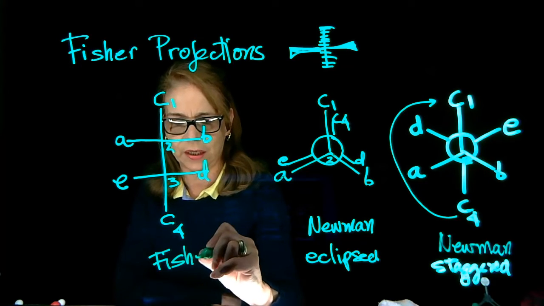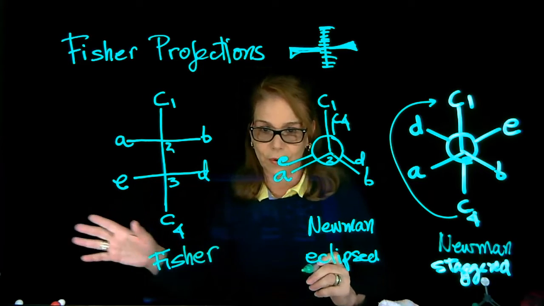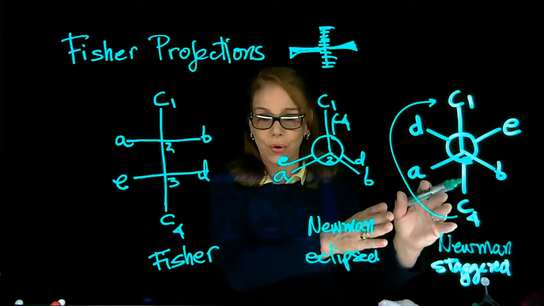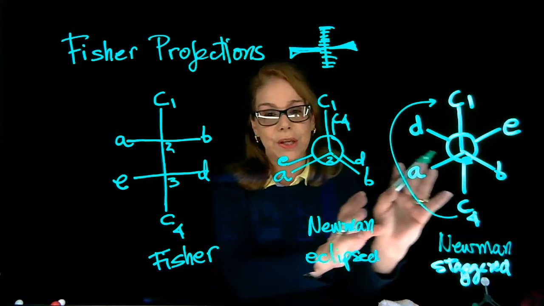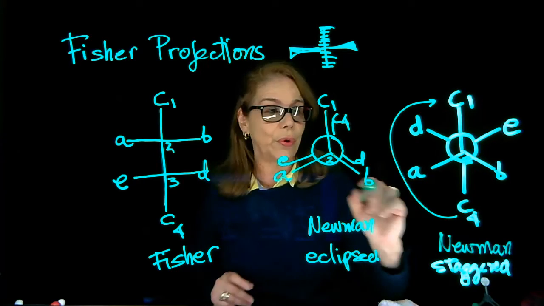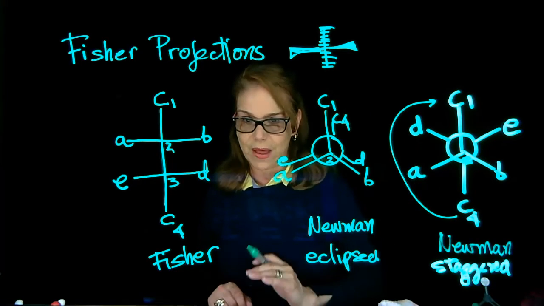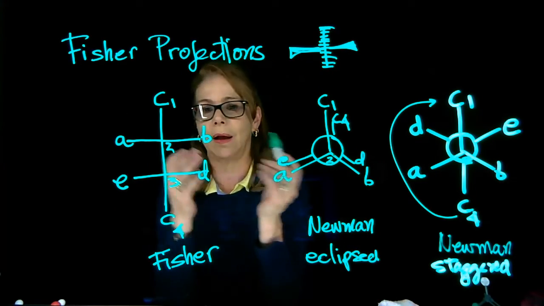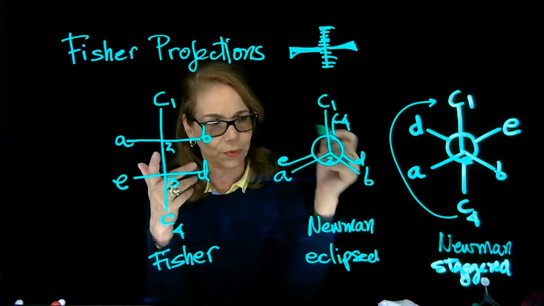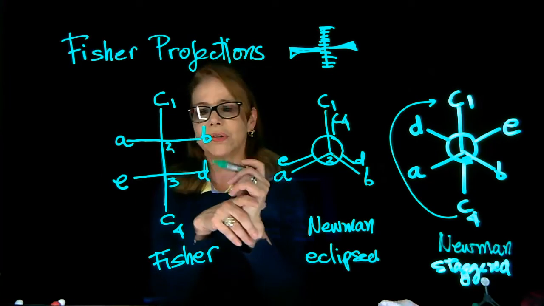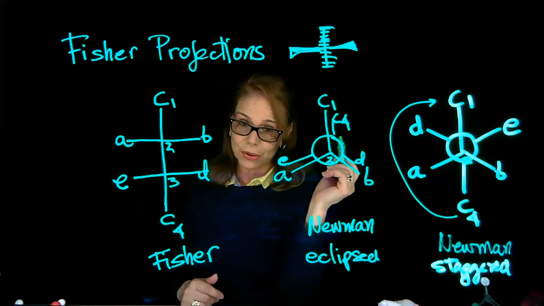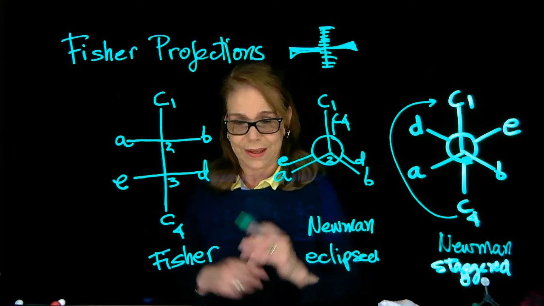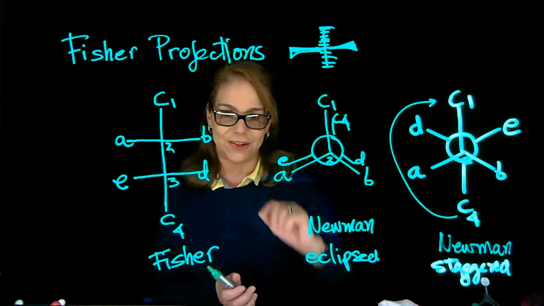And I have shown you the way to go from the wedge and dash to the Newman. And remember that if you don't have the Newman eclipsed, you need to do the conformers, so do a rotation so that you have that. Once you have it in Fischer, you can do many things. You can name the compound either way using any of the projections. You can determine the absolute configuration. And we're going to do that now in molecules with specific groups, not just as generic examples.